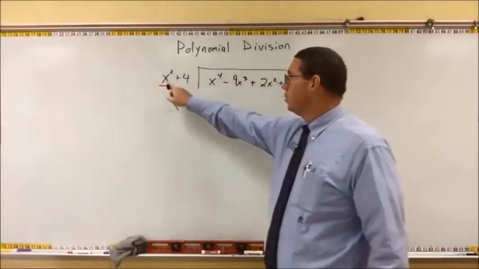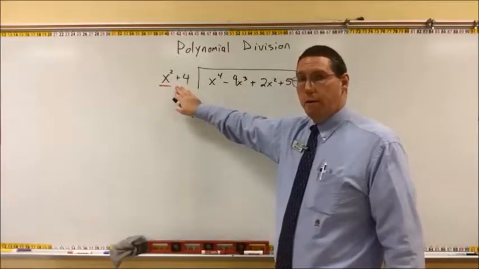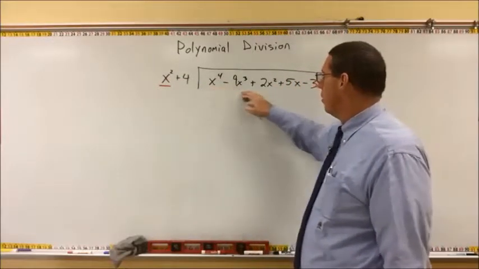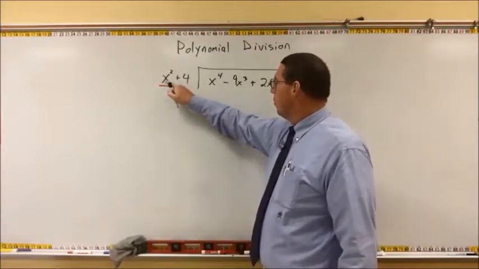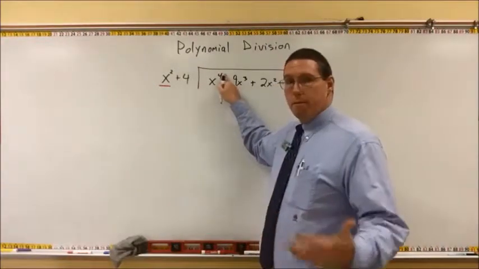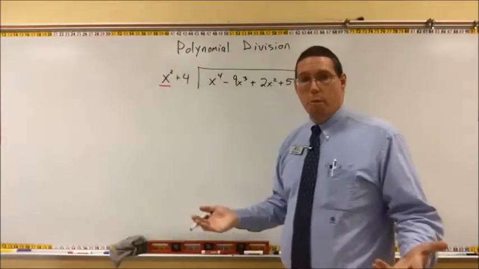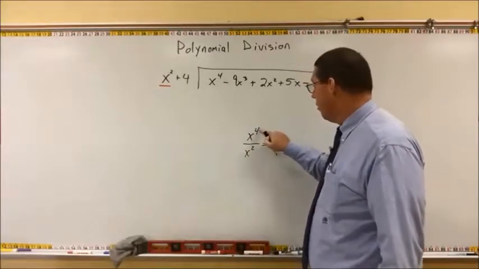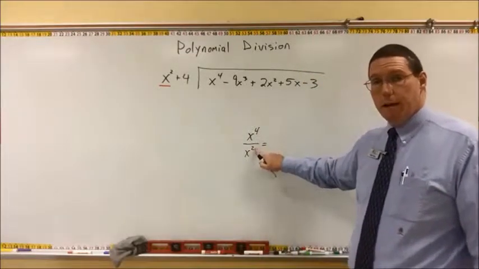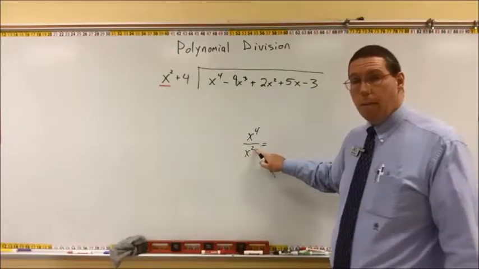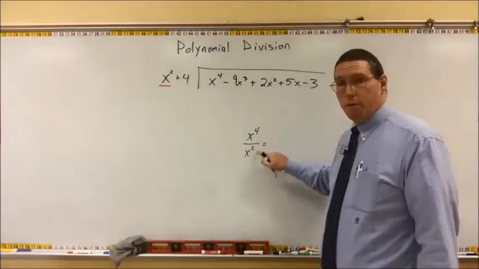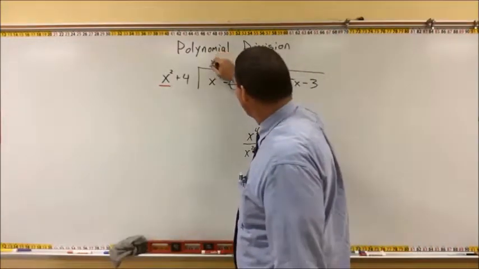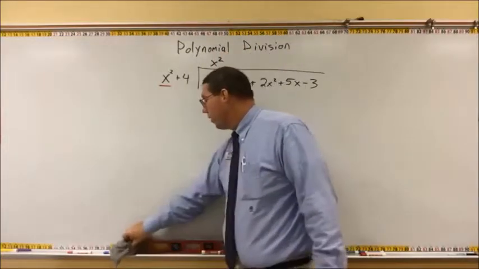What we're going to do is take just the x squared. We're going to ignore the plus 4 for now. We're going to divide the x squared into the first term in this polynomial. So if we were to do x to the fourth divided by x squared, what would we have? Well, x to the fourth divided by x squared is x to the 4 minus 2. Remember, when you're dividing terms of a common base, you subtract the exponents. 4 minus 2 is 2, so this would equal x squared. And so we're going to put an x squared up here. That's the beginning of our answer.